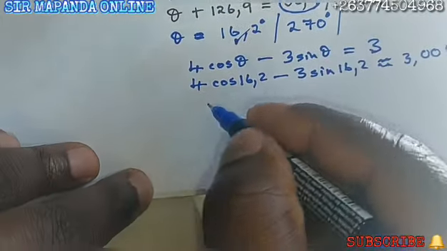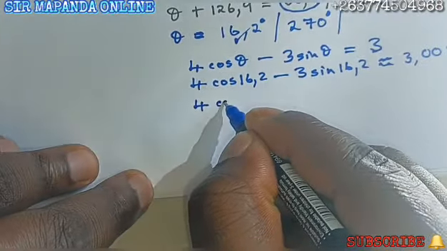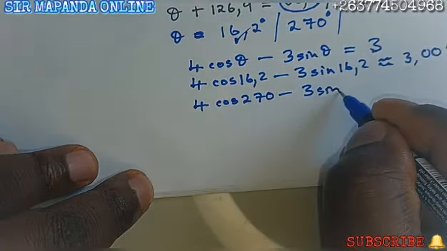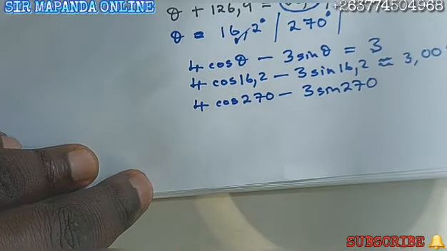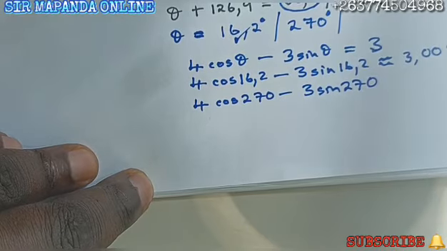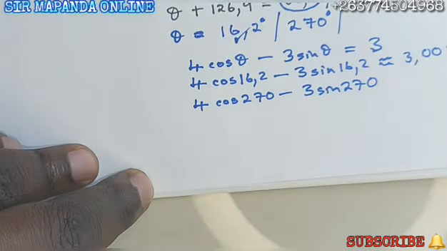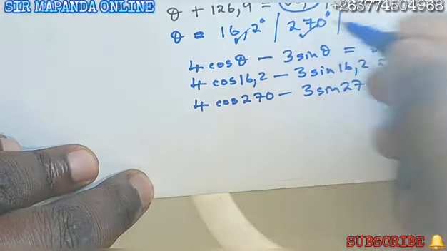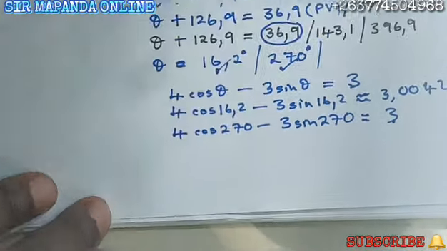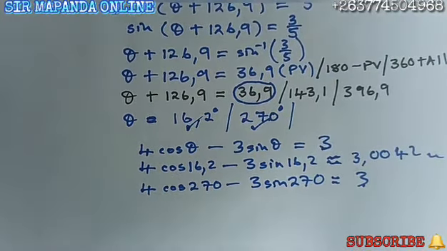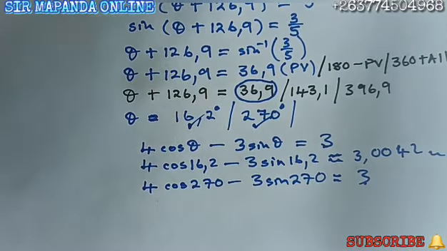Let us test 270. We are saying 4 cos 270 minus 3 sin 270. You get 3, exactly 3, meaning to say that 270 is a correct solution. So you can even test yourself whether the answers are correct. So this is how you're supposed to do it. Let us move on to part C of the question.